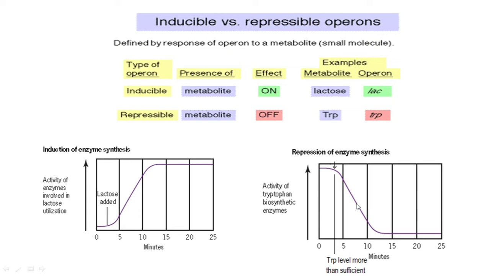The operons responsible for the synthesis of that product are suddenly switched off when the product becomes excess, when the tryptophan level is more than sufficient. When it becomes more than sufficient, it is repressed. The operon of the tryptophan is repressed then.